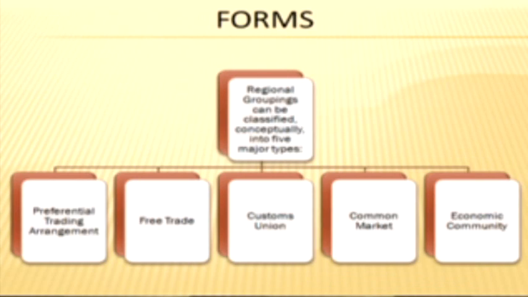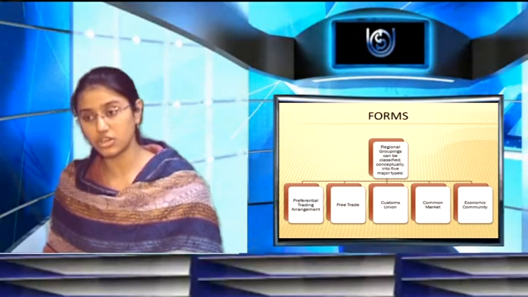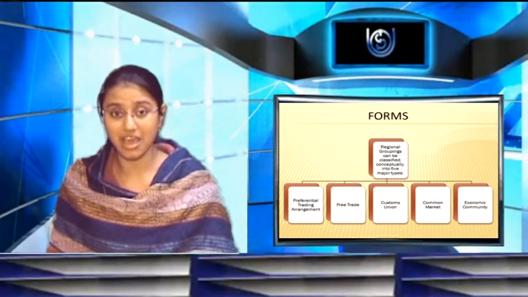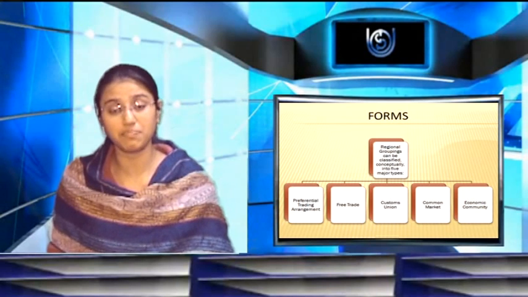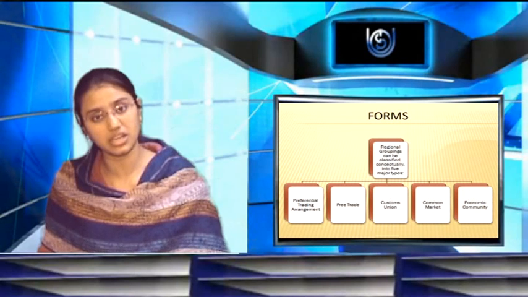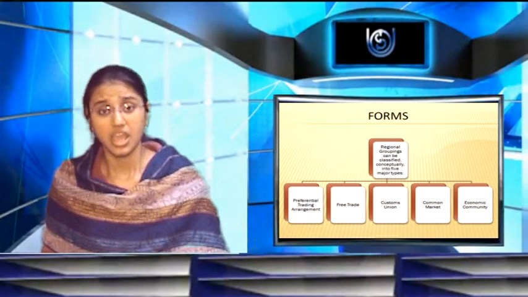Now what are the forums used in regional grouping? When we talk about regional grouping, there are five major types of forum. The very first is the preferential trading agreement. A preferential trading agreement means two parties can make an agreement on the basis of their preferences. That comes under the preferential trading agreement.